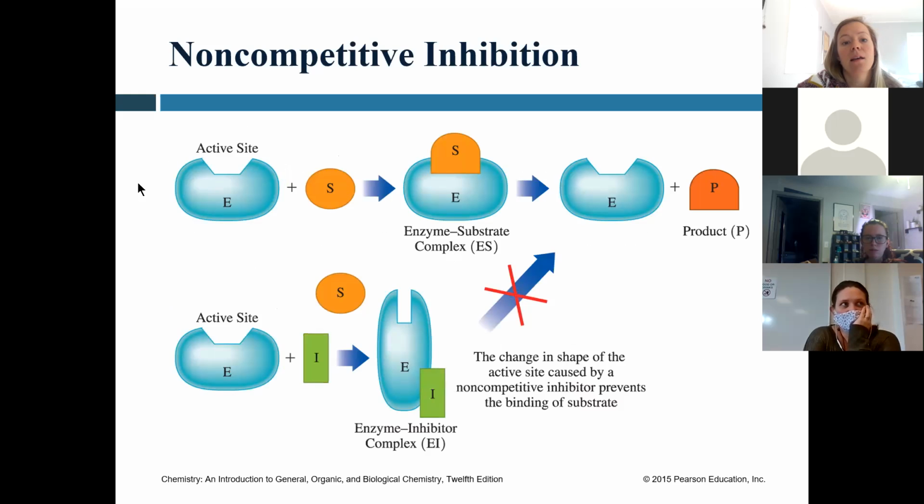So here's my normal situation, my enzyme combines with my substrate, and then it produces the product. Here, my enzyme gets like smushed. It bonds with this somewhere else and it changes this shape, and this substrate can't fit in there, so we can't get the products.